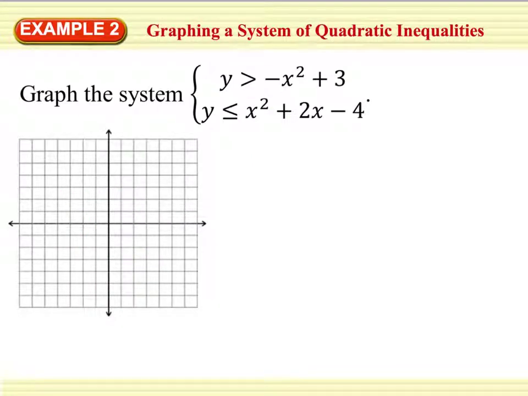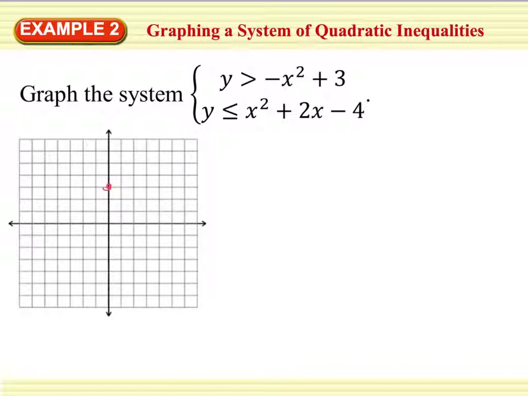Next is example 2, and this tells us to graph the system y is greater than negative x squared plus 3, and y is less than or equal to x squared plus 2x minus 4. I'm going to start out by graphing y is greater than negative x squared plus 3. I know that my parabola is going to be an upside down facing parabola, and it's going to have a vertex at 0, 3.